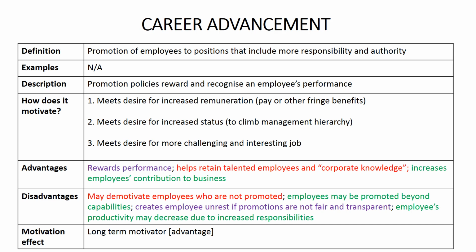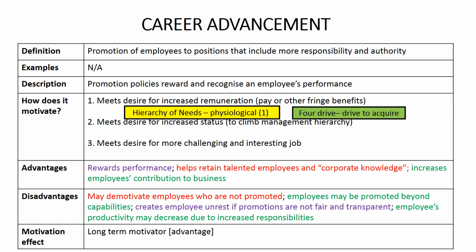First, by being promoted to a higher position, an employee will receive higher pay and possibly other fringe benefits such as a company car. According to Maslow's hierarchy of needs, this will motivate employees by satisfying their physiological needs, at least to the extent that those needs have not already been satisfied. According to Lawrence and Nohria's 4-drive theory, this will also motivate employees by responding to their drive to acquire, in this case, their desire to be paid a higher amount or to be given other fringe benefits.